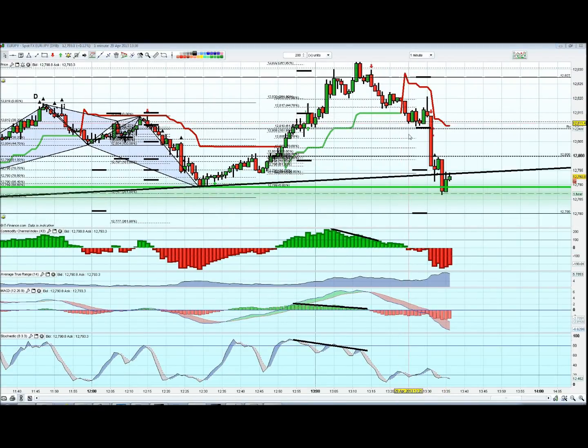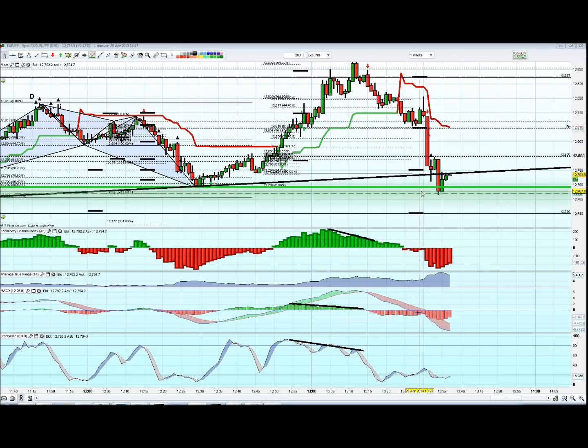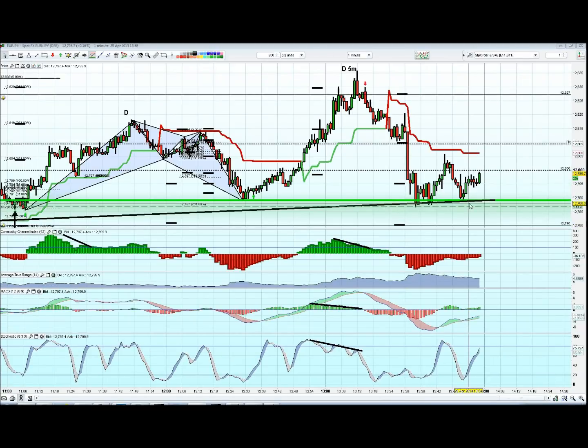Close that short out at plus 20. Price came down to our support level, and we'll probably bounce from here. So that was just a 1-to-1, plus 20 pips on that one. Flat at the minute after the short close at our support level. No trade at the minute.